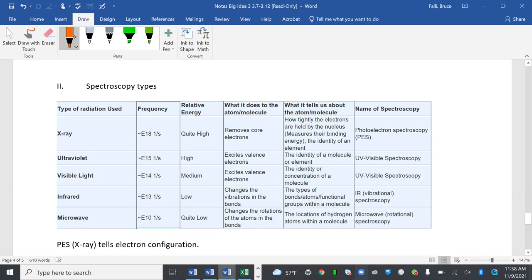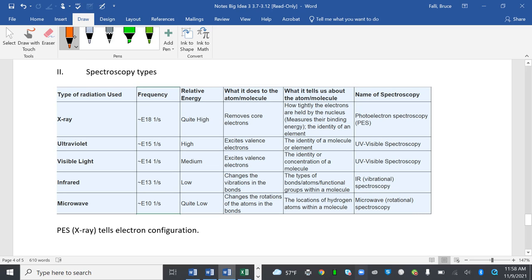There's more: spectroscopy types. Now, this is where it gets kind of icky, okay? Spectroscopy types. X-ray. If I use the X-ray on the frequency, which was on that chart above, this you don't need to know. This is the least important. All you need to know is the order, not numbers. So the energy is quite high, high, medium, low, quite low.